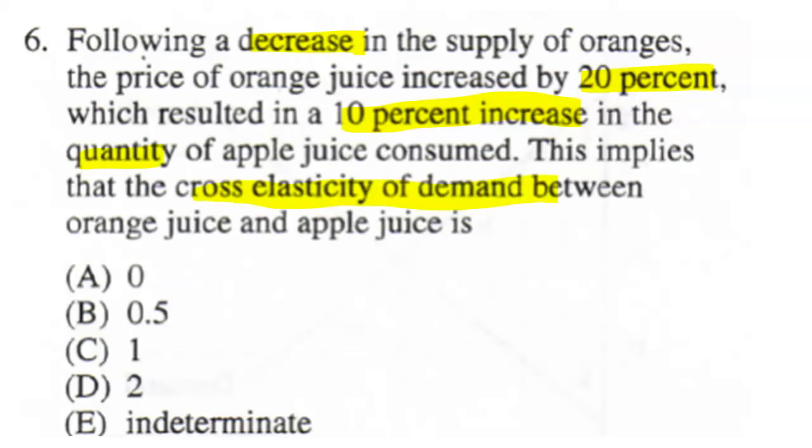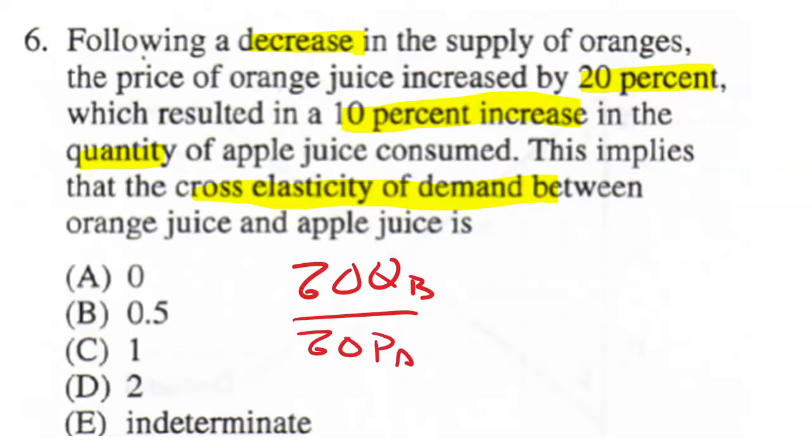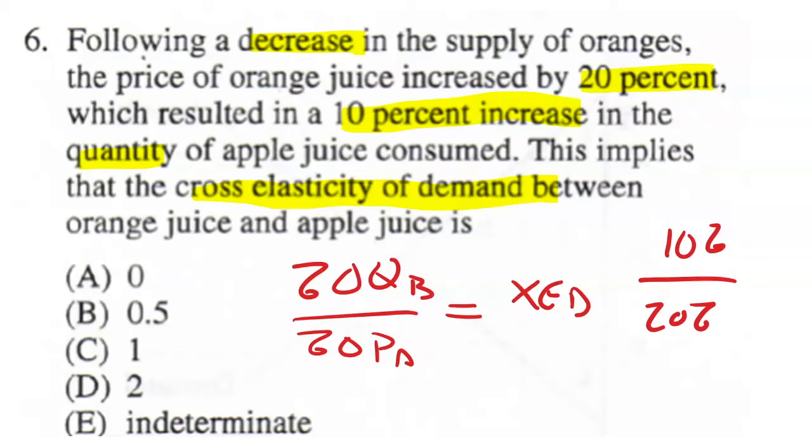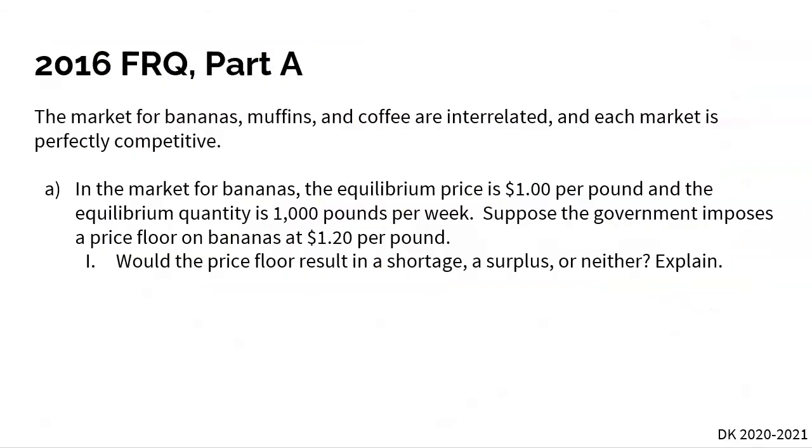So here, you need to know the formula for cross-price elasticity. Remember, the formula is the percent change in the quantity of B over the percent change in the price of good A gets us to our cross-price elasticity of demand. Luckily for us, we don't need to determine which one's good B or which one's good A. It tells us what the price and what the quantity is. So it said the quantity increased by 10%, and we know that the price increased by 20%. So here, we just do 10 over 20, which gets us to 0.5, which leads us to B being the right answer here.